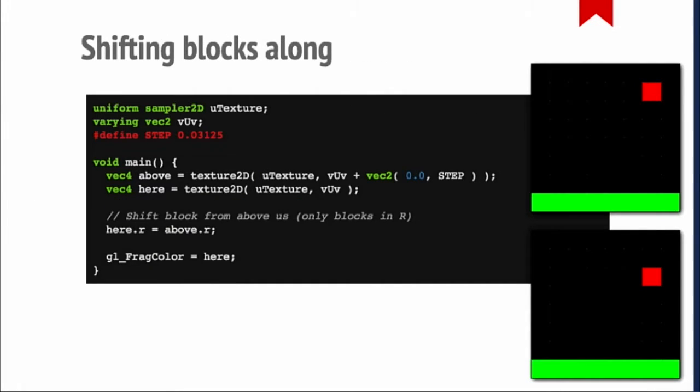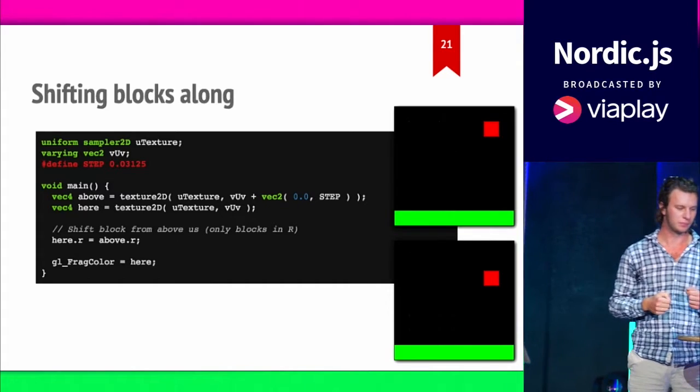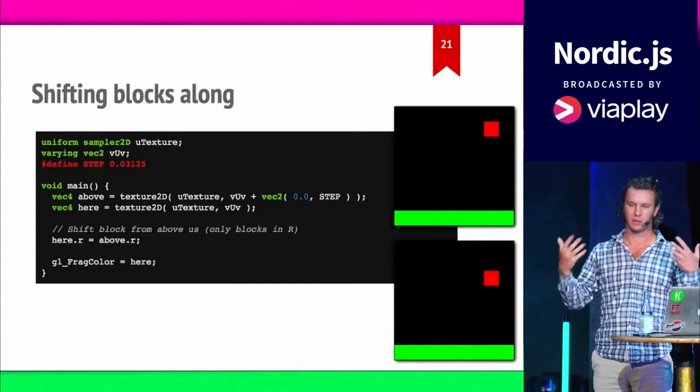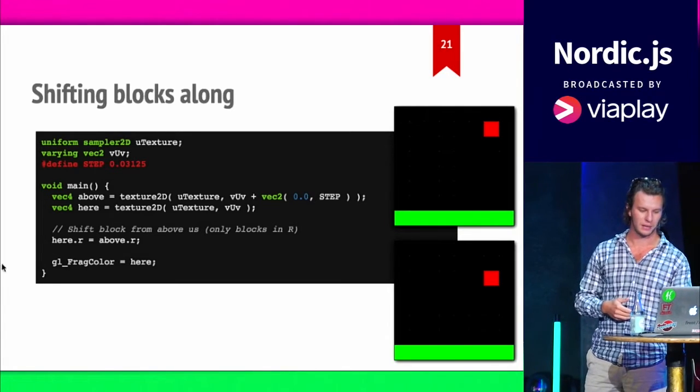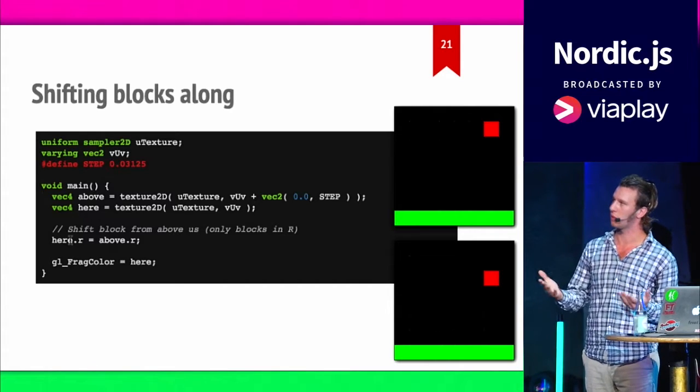OK, so now we know how to create blocks. What about shifting them? How do we transform the top image into the one below, where our red block has moved down one position? Here, what we need to do is do two texture lookups. We have to imagine that the program is running in the context of this image here. So if I'm this block there, what I want to ask is, is the block above me red? And if it is, copy its value down. So we're basically going to do two texture lookups, the current value and the one that's above us, and then shift only the red channel. The effect of this is that the red blocks are going to move down, and the green ones are going to stay solid.